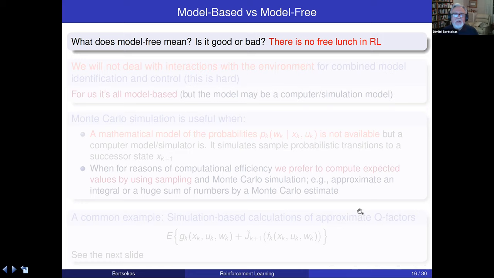Now, when I got into this field, model-free was really very bad for me at that time, because that meant that you had no methods that would be effective or reliable to solve the problem. So is it good or is it bad? It's not very clear to me. One thing that's certainly true is that there's no free lunch here. If something is given to you free, there's something else that's going to be expensive, okay? And it's just a question of trade-off between two different characteristics of the problem.